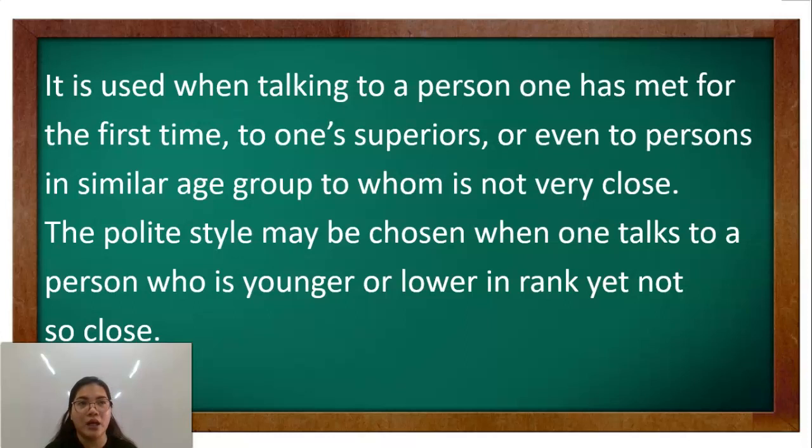So aside from anybody to anyone, it is also safe to use this polite style when you meet a person for the first time, one's superior, someone you will talk to like your boss, and even with people in your age group, or a teenager like you, who you are not that close with. So, it's better to use the polite style. And you can also use it with the young, even if they are not your age, or younger than you, or your junior. So, you can still use the polite style.